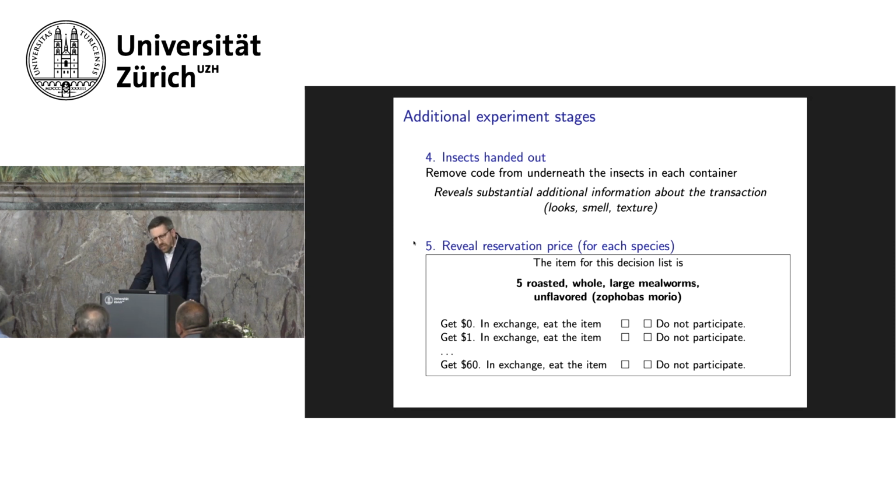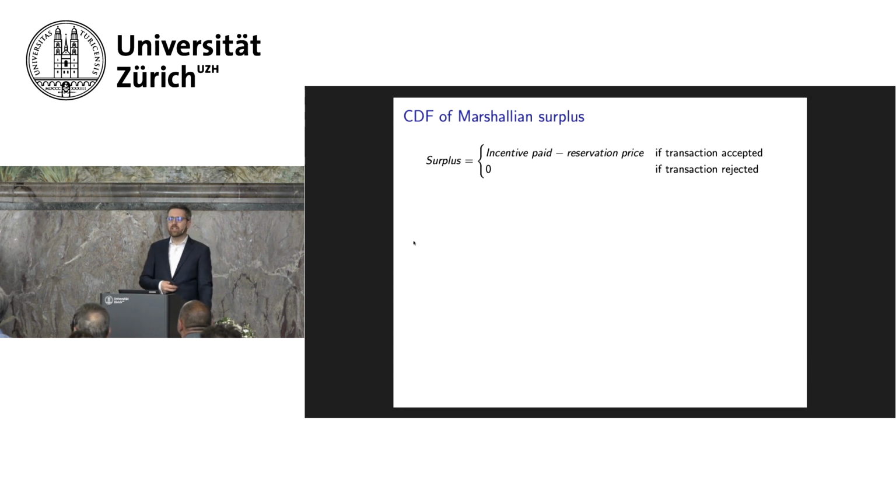Would you do it for free? Would you do it for $1? Would you do it, I go up and up until $60? So now I can define how much people benefited from being given a transaction at the incentive they were promised, or whether they made a mistake, right?